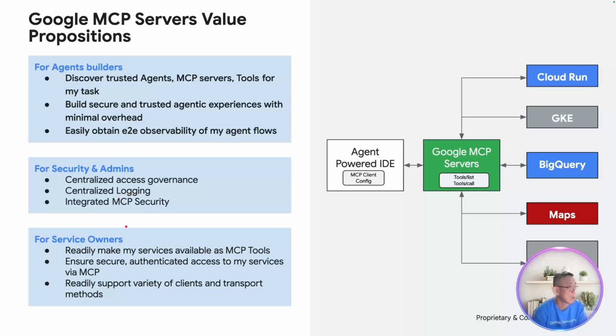And then for any service owner, you can make your service available using the MCP tools. You can have secured, authenticated access using the MCP, and these are all ready to be used across your client and transport method, depending on whichever IDE you're using. So for example, if you're using Google Antigravity or Gemini CLI, you can just make a call to your MCP server, and then list out all the tools available from each MCP server. So you have your big four: GKE, BigQuery, Maps, and other Google services out there.